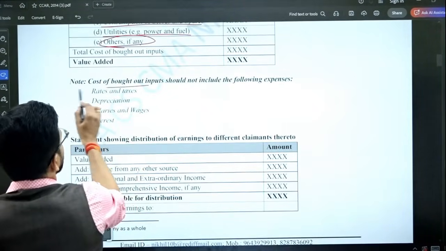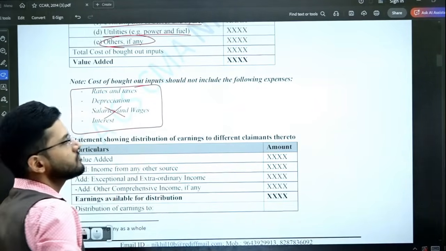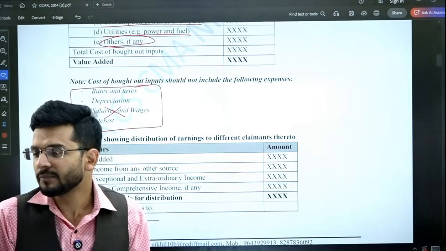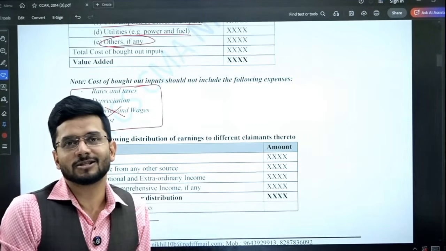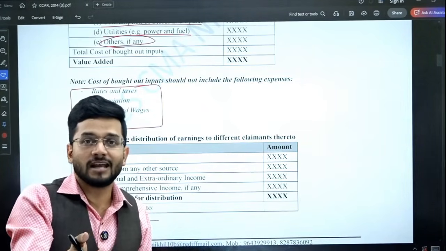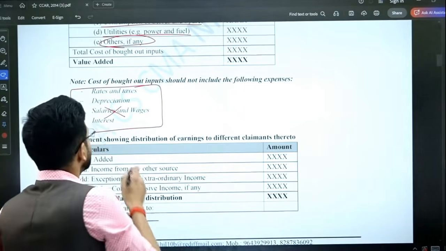Now, 3 things are not reduced. Salaries and wages are not reduced. Of course, guys, salaries and wages are the comparable portion. We need to compare value added with salary and wages. If we reduce salary and wages, how will we compare it? So salaries and wages are not reduced.